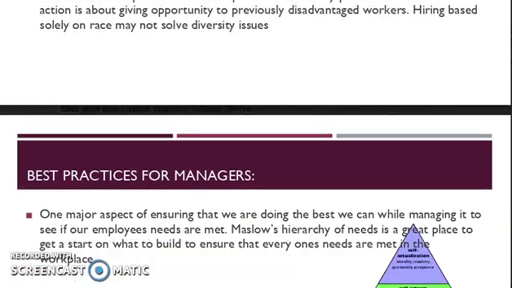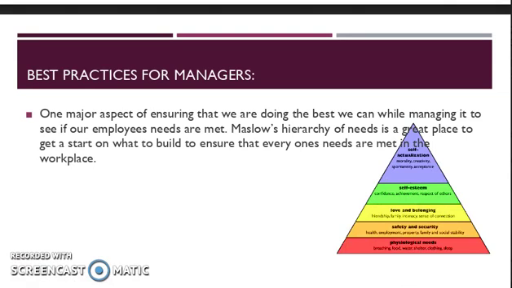And then next, we're just going to go over some of the best practices for managers. One major aspect of ensuring that we're doing the best that we can while managing is to see if our employees' needs are met. Maslow's hierarchy of needs is a great place to start on what to build and to ensure that everyone's needs are met in the workplace. Maslow's hierarchy, he made a pyramid explaining what each employee needs, starting at the bottom. So you need to have that base to build anything.